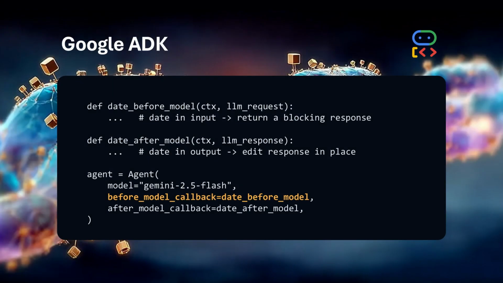Google ADK. Here you use two callbacks. Before model callback fires before the LLM, and after model callback fires after. To block, the before callback returns a response of its own, so the model is skipped. To redact, the after callback edits the response in place. These are the same two checkpoints, just wired as callbacks on the agent.